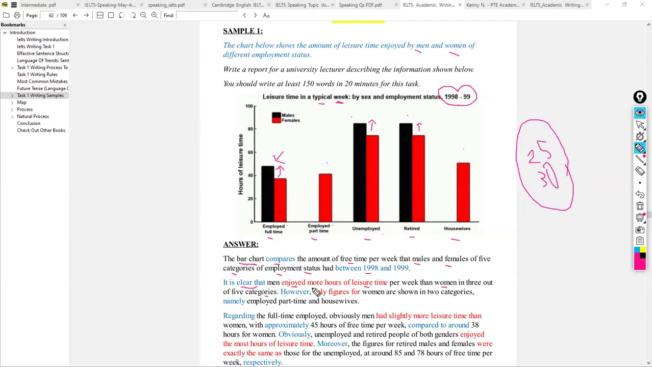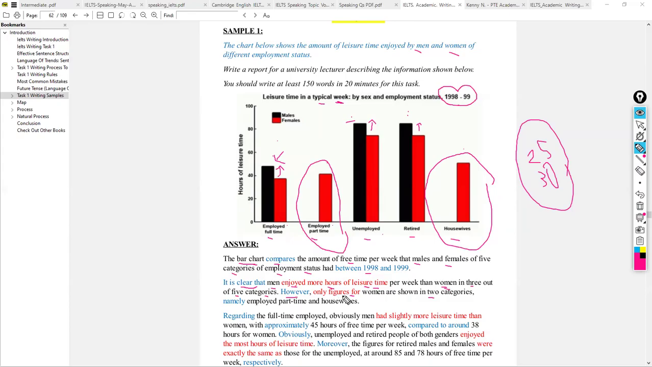So I have to say that men enjoyed more hours of leisure time than women in 3 of 5 categories. So 1, 2, 3 out of 5. However, now I'm contrasting. Only figures for women are higher in 2. So these are the 2 categories or figures for women, 2, but men 3.